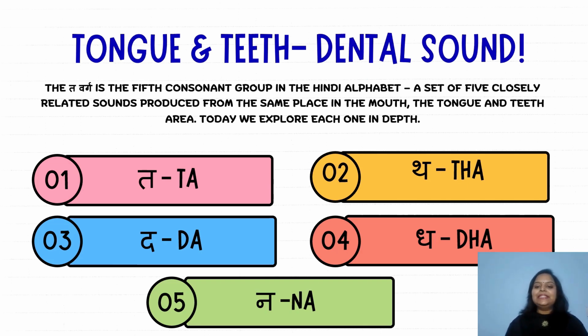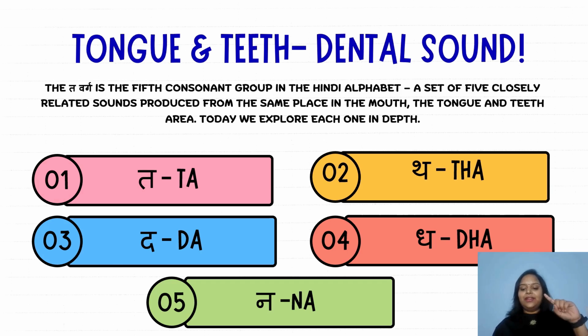The consonants in this section, the ta-varg consonants, are called dental sounds or dental consonants because the parts of the mouth used in these consonants are the tongue and teeth. The ta-varg is the fifth consonant group in the Hindi alphabet, a set of five closely related sounds produced from the same place in the mouth, the tongue and teeth area. Today, we explore each one in depth.